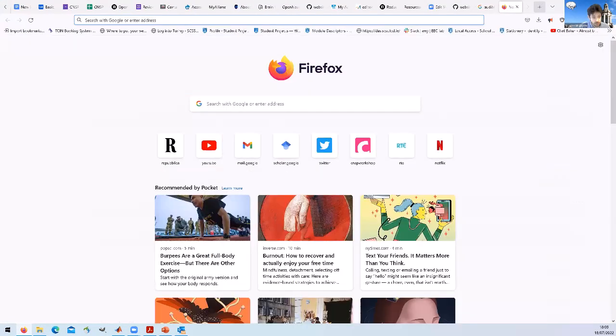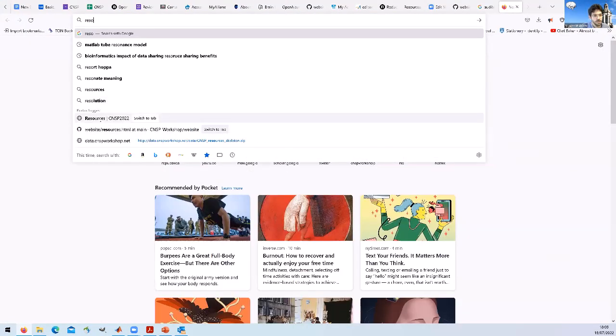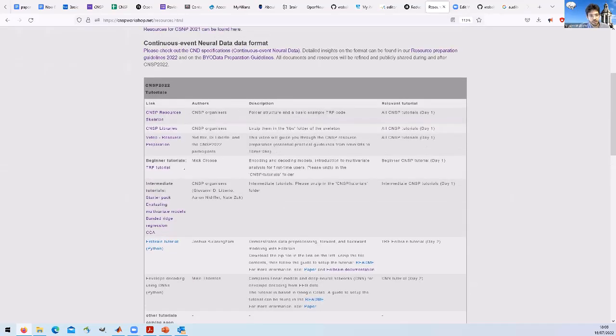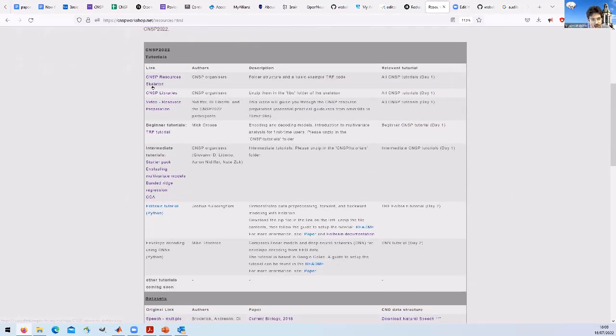If you go to the resource page, then you should have the skeleton, the libraries, the video, and then you have the beginner tutorials, which is what Mick is doing in the other room, and then you have the starter pack here for intermediate tutorial. So I will ask you to download everything that is in this section. So from the starter pack to the evaluation, the banded, and the CCA, it will take just a minute or so. And on the starter pack, if you download it, it's just a couple of scripts.